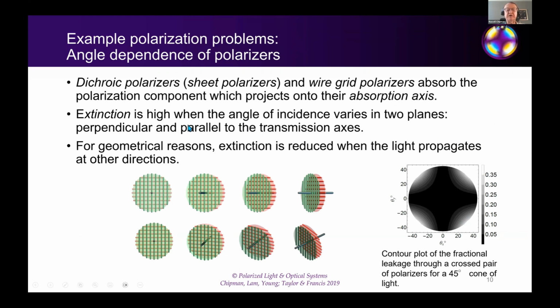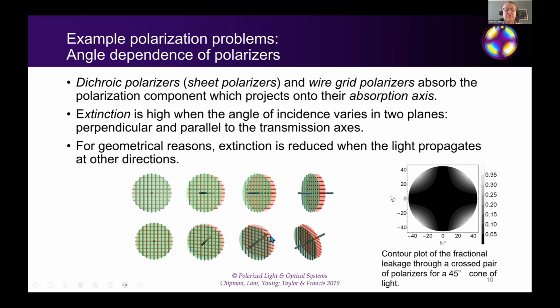For polarizers, we have angle dependence. The extinction of polarizers is very high when the angle of incidence varies parallel to the transmission axis or perpendicular to the transmission axis. So here I have a green polarizer indicated in front and a red polarizer indicated in back with horizontal lines. And you can see from the normal, as we look from the side, these remain orthogonal to each other. But when we go off axis at 45 degrees, even though this is along X and this is along Y, they no longer appear orthogonal at a 45-degree angle.